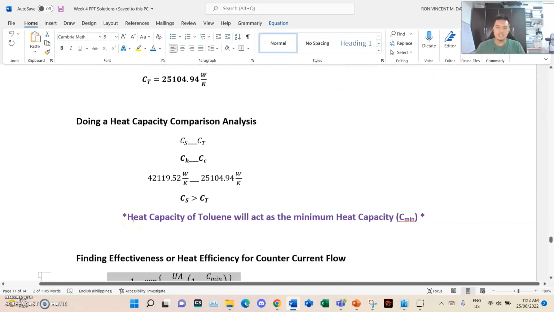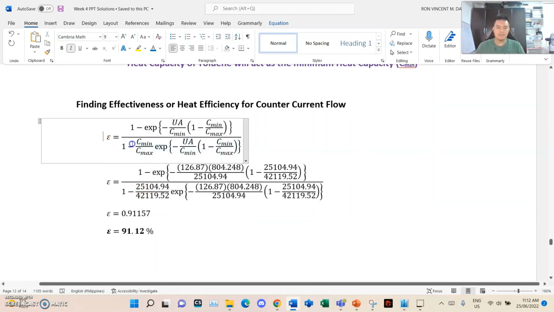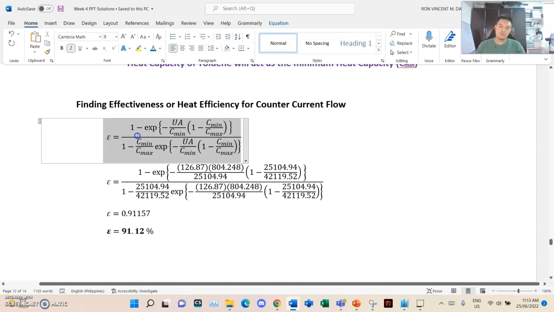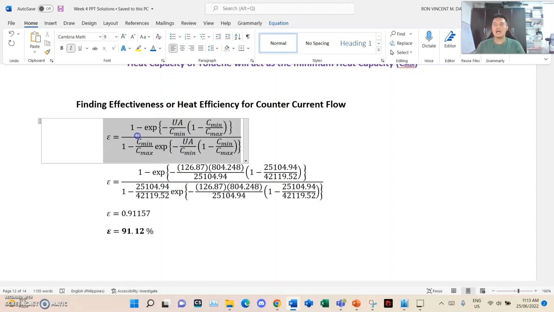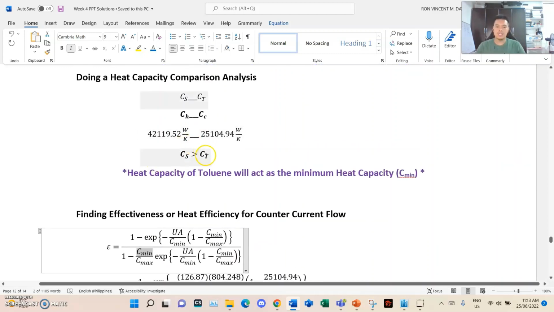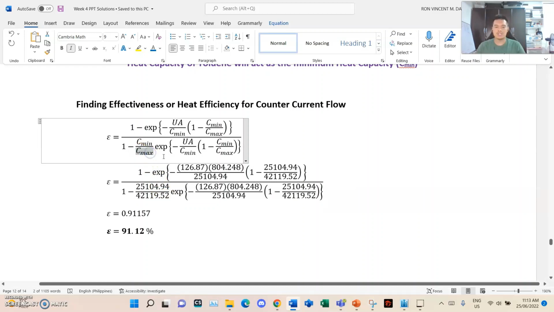Well, it's because in terms of the problem statement, initially we were not given any information whatsoever regarding the outlet temperature. So in order to truly be consistent in calculations, I use this formula, which does not require the outlet temperatures, only the overall mass transfer coefficient, the heat exchanger area, which I calculated earlier, the minimum heat capacity, which is the heat capacity of toluene, and the maximum heat capacity, which is the heat capacity of styrene.